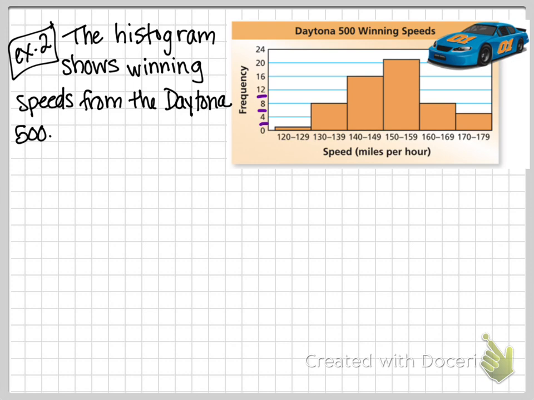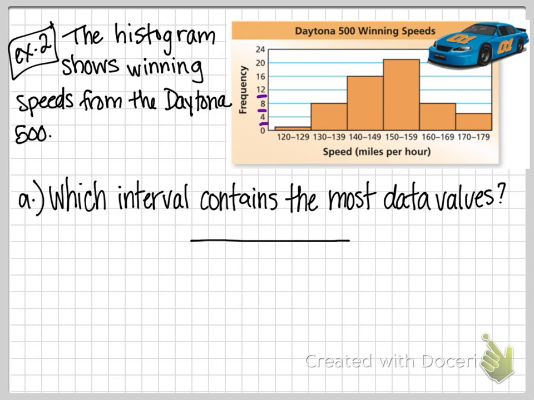All right, let's see what it asks us to do. Which interval contains the most data values? Miles, which interval contains the most data values? 150 to 159. Very good. How many values would you estimate are between 150 and 159? We can't see it exactly, but what would you estimate? What do you think, Kennedy? Like 21. I'd say, yeah, maybe about 21.